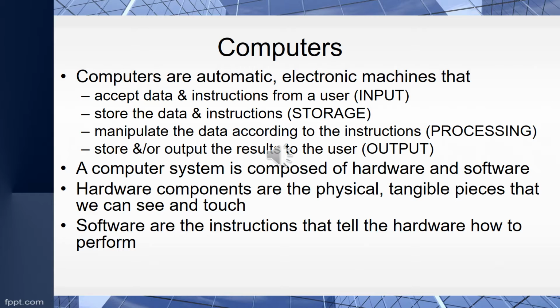A computer is an electronic device that accepts data, processes that data, and produces information. The computer is an IPOS system. The I stands for input, the data or raw facts. P for processing is the manipulation or transformation of the data. O is for output. Output is information. S, storage of data and programs for later use. Software are the instructions that tell the hardware how to perform.